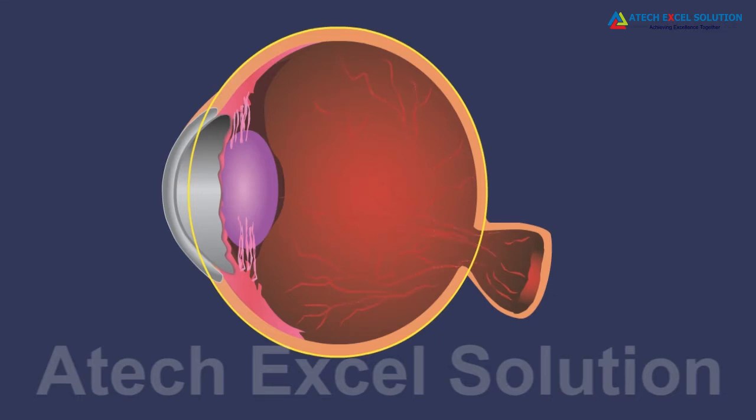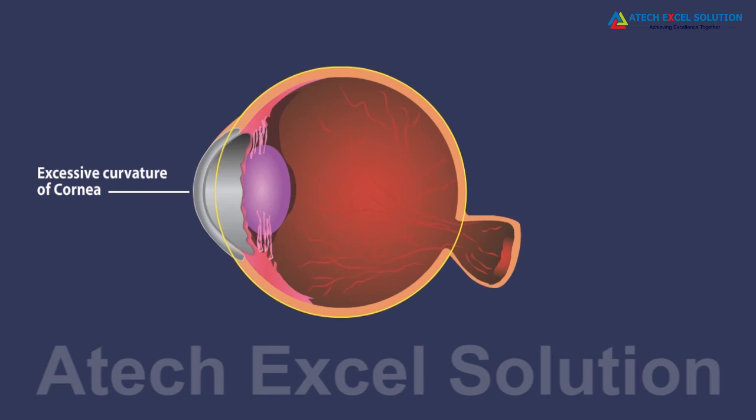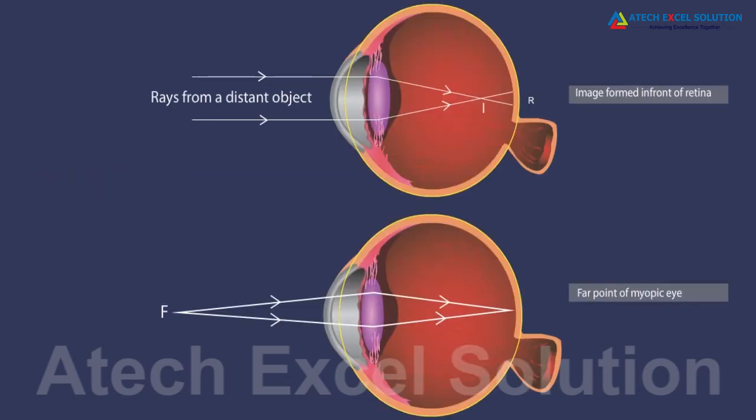The eyeball gets elongated along its axis so that the distance between the eye lens and the retina becomes larger. The focal length of the eye lens becomes too short due to the excessive curvature of cornea. As a result, the parallel rays coming from a distant object do not meet at the retina, but at a point in front of the retina. The distant object is not seen clearly.